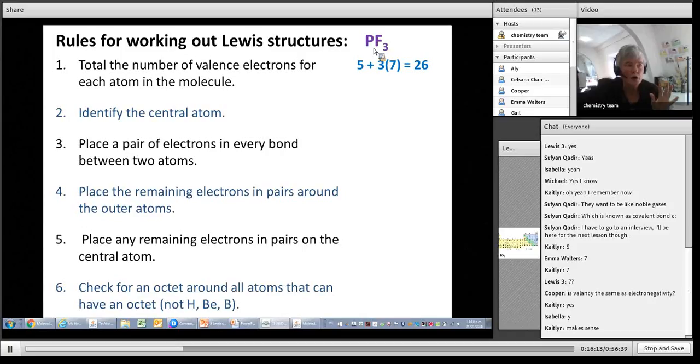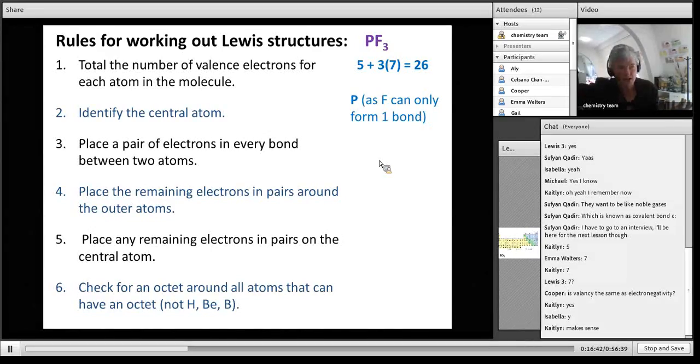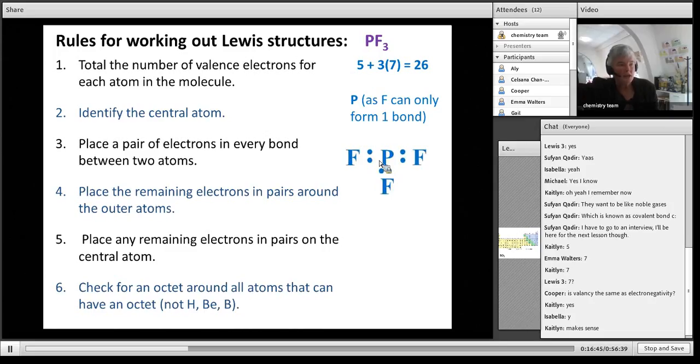Those are the two main ways, and as we work through, you'll start getting a gut feel. But it's generally always the valency, and if you're not sure about the valency, look for the one that's the least there. So here we've got phosphorus, and fluorine can only form one bond, so it can never be in the middle, because it can't be in the middle and bond to 2 other fluorines and phosphorus, because it's only got a valency of 1.